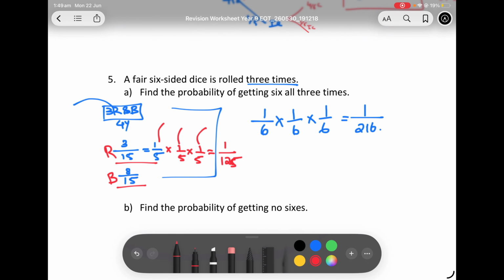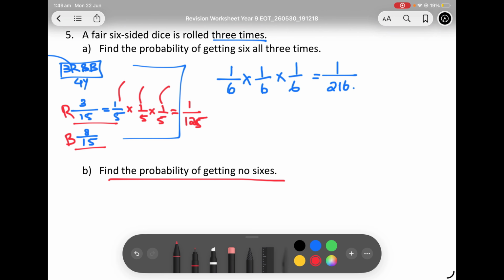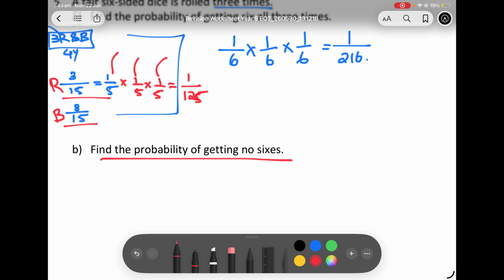These are the chances that we are seeing in here. Then he said, find the probability of getting no success in the next 3. In all the 3 there should be no 6. No 6 means 5 by 6. Find the probability of getting no 6s.